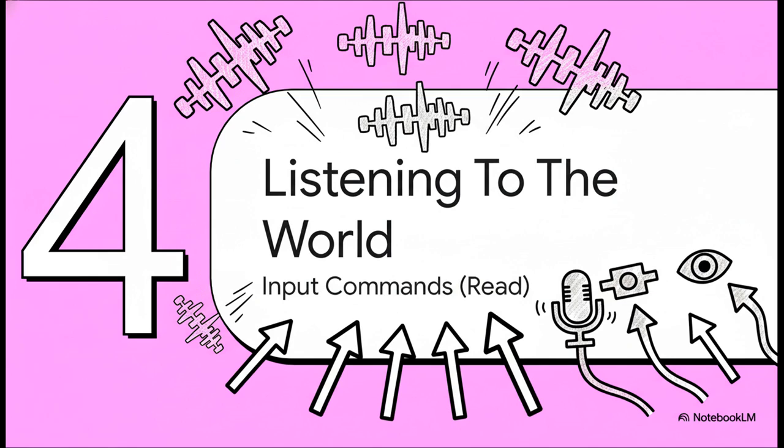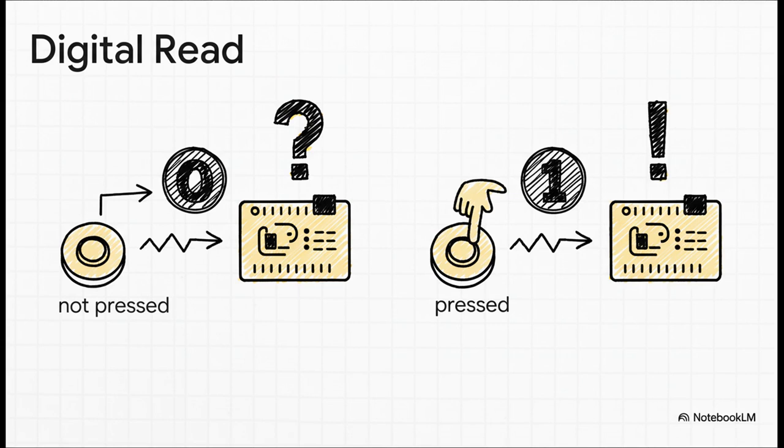Okay, so we've totally covered how the micro:bit talks. Now let's flip the script and see how it listens. This is input, or reading from the pins, so it can sense what's happening out there in the world. And just like before, we're going to start with digital.